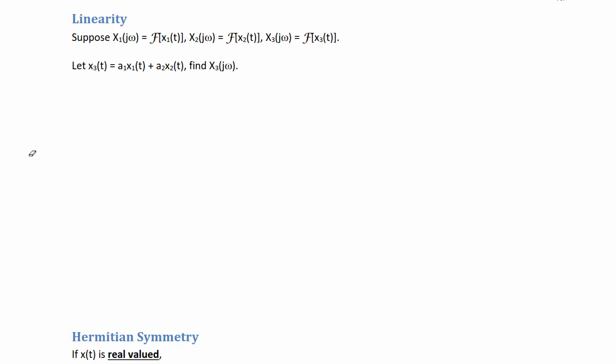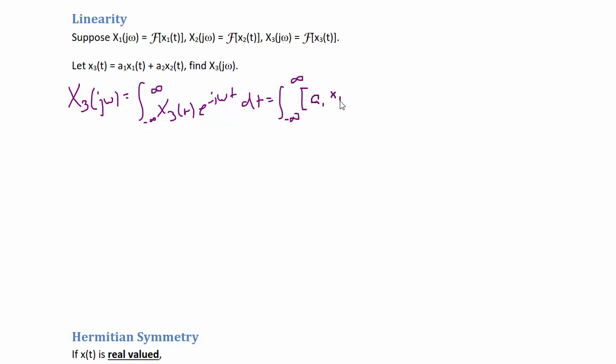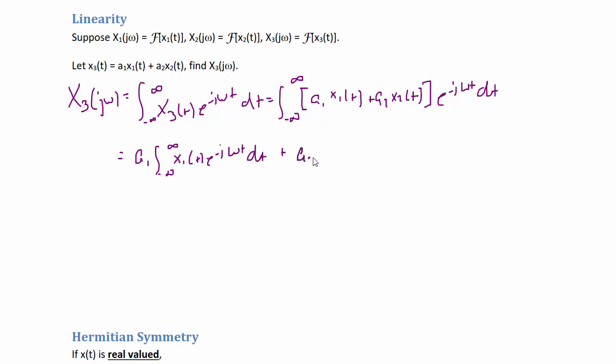So using our definition of Fourier transforms, the first thing we'll have is x3 of j omega is equal to the integral from negative infinity to positive infinity, x3 of t, e to the negative j omega t, dt, which equals the integral from negative infinity to positive infinity, a1 x1 of t plus a2 x2 of t, e to the negative j omega t, dt. So now we're going to separate this into two integrals. The first one will be a1, the integral from negative infinity to infinity, x1 of t, e to the negative j omega t, dt, plus a2, the integral from negative infinity to infinity, x2 of t, e to the negative j omega t, dt.